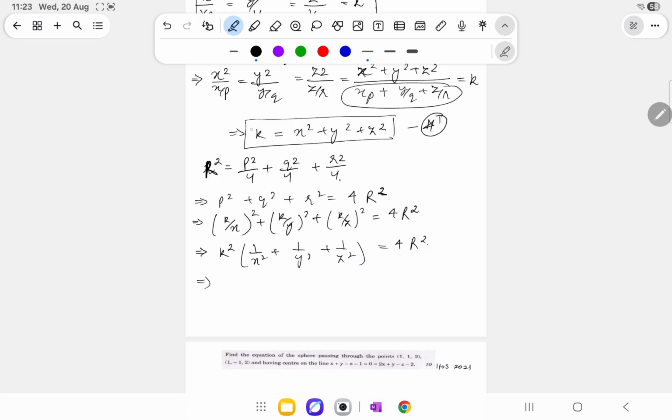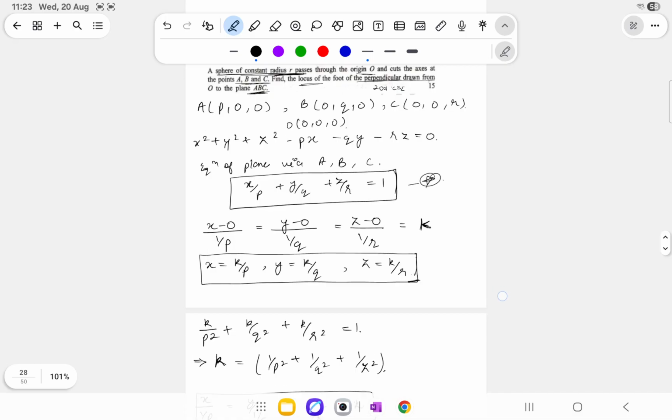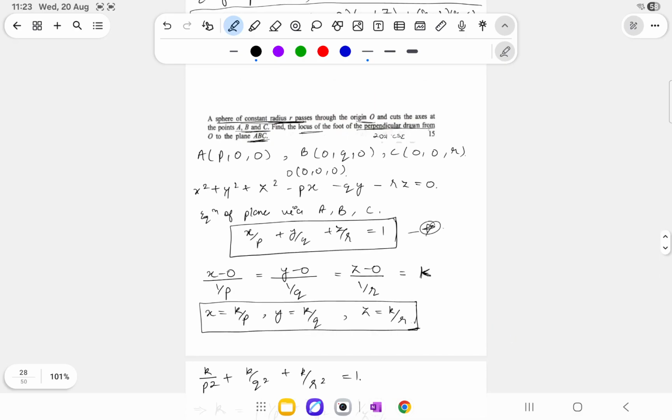And I have already found out my k, so this will be equals to x square plus y square plus z square whole square, x is minus 2 plus y is minus 2 plus z is minus 2 equals to 4 capital R square. So this is basically the required equation of sphere, the required locus of foot of perpendicular. Also I have assumed that this is capital R for time being, because I have mistakenly taken small r as one of the coordinates which sphere is passing.